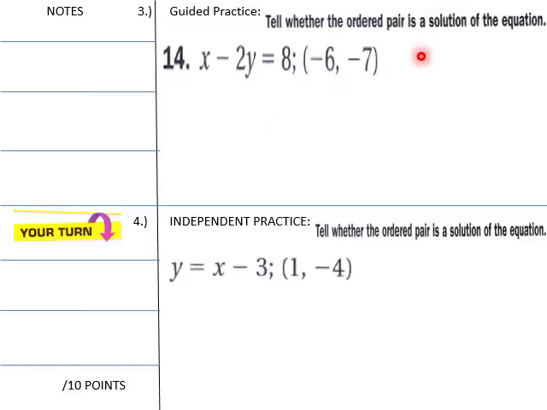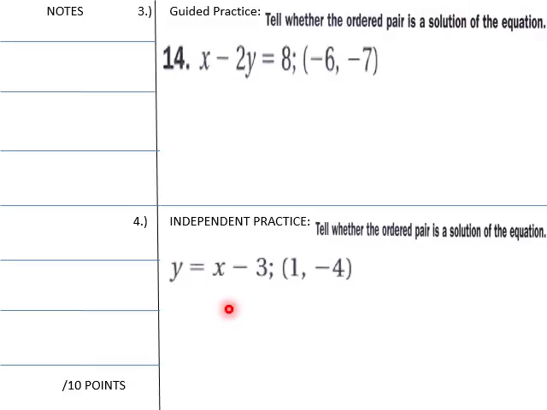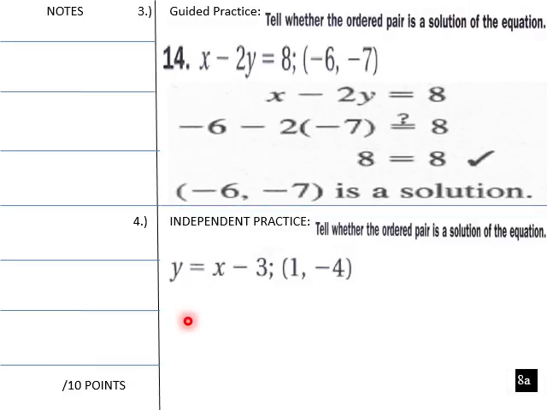Okay, tell whether the ordered pair is a solution for the equation, negative 6, negative 7 here. Students, this is yours, so pay attention so you can do yours up here and down here. x minus 2y equals 8. We plug in now: negative 6 minus 2 times negative 7. 8 equals 8. So negative 6, negative 7 is a solution for this.